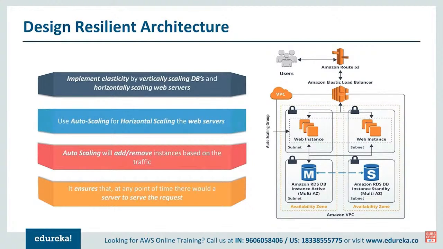Then with respect to implementing elasticity at the database layer, you can vertically scale the database services. Vertical here would mean changing or increasing the instance type, that is throwing more compute or memory, or using a better storage option. For web servers, you can always go for horizontal scaling, which is adding more resources. And auto scaling, we have seen, can add or remove instances based on the traffic patterns.